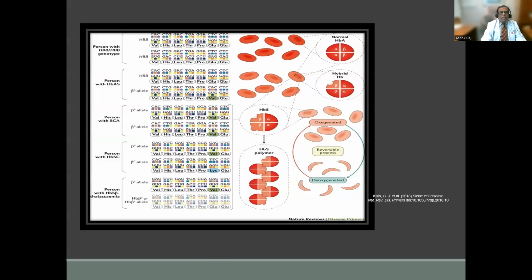This slide depicts all the different types of sickle syndromes. I want to highlight, for example, hemoglobin SC disease. In SS, I told you, when glutamic acid is replaced by valine, you have hemoglobin S. But when, in the same position, glutamic acid is replaced by lysine, you get hemoglobin C disease.